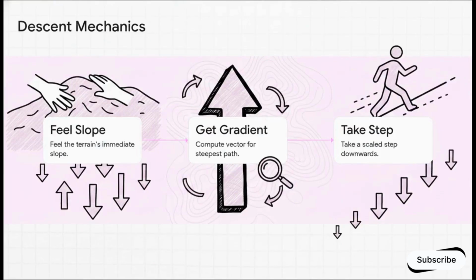Now, I want you to imagine being blindfolded on this mountain. You can't see the valley at all. All you can do is feel the ground immediately beneath your boots. You feel the slope, iteratively compute your gradient vector to find the steepest path down. Take a strictly scaled step, stop, reevaluate, and do it all over again.